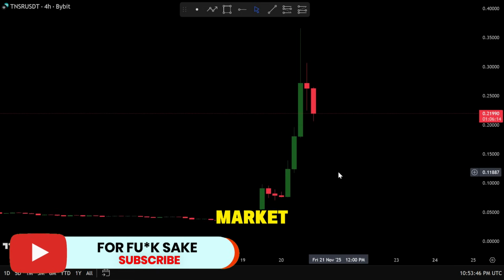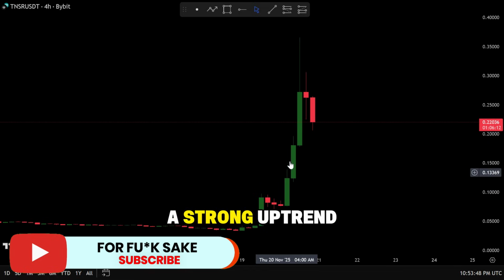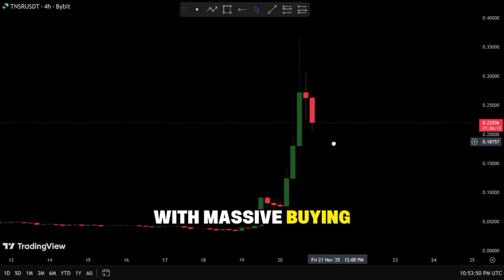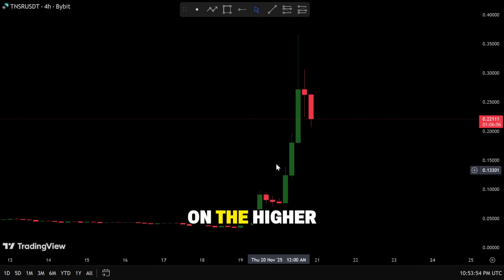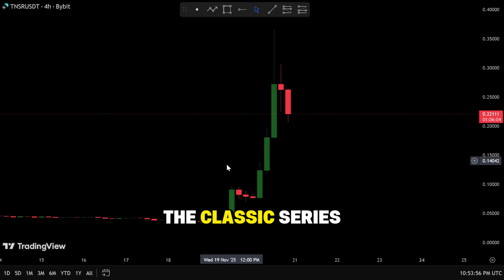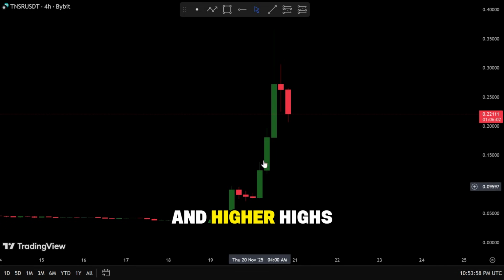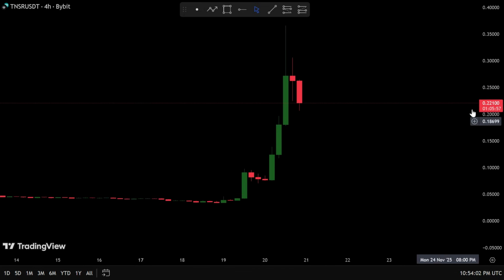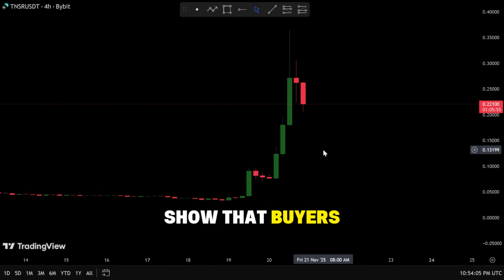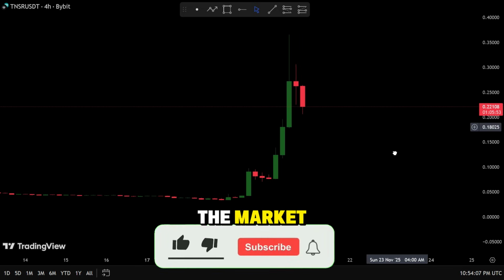Looking at the market, Tensor Coin has been moving in a strong uptrend, with massive buying momentum visible in the candlestick structure. On the higher time frames, you can see the classic series of higher lows and higher highs, confirming that the overall market is bullish. Large bullish candles show that buyers are actively controlling the market.